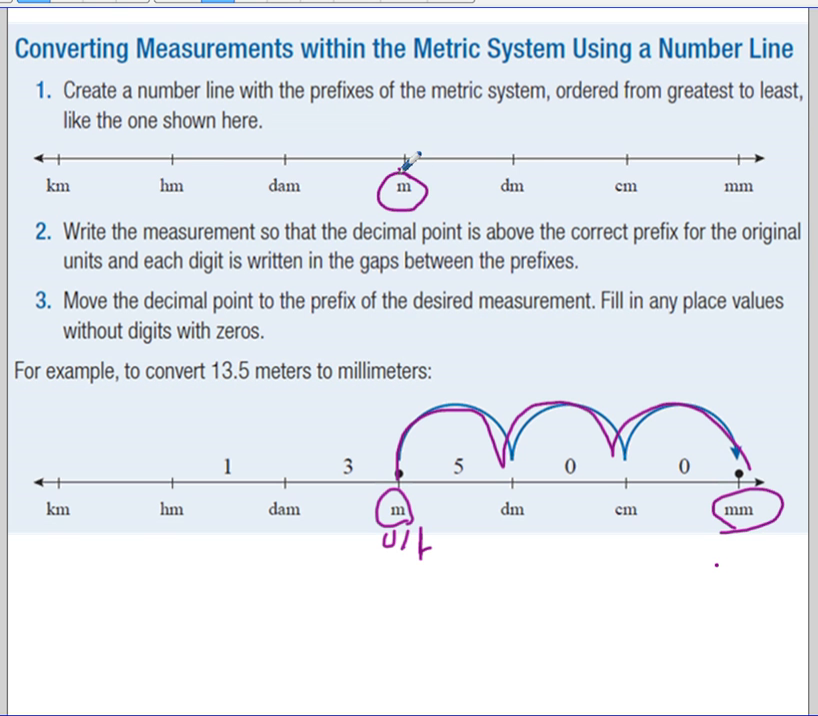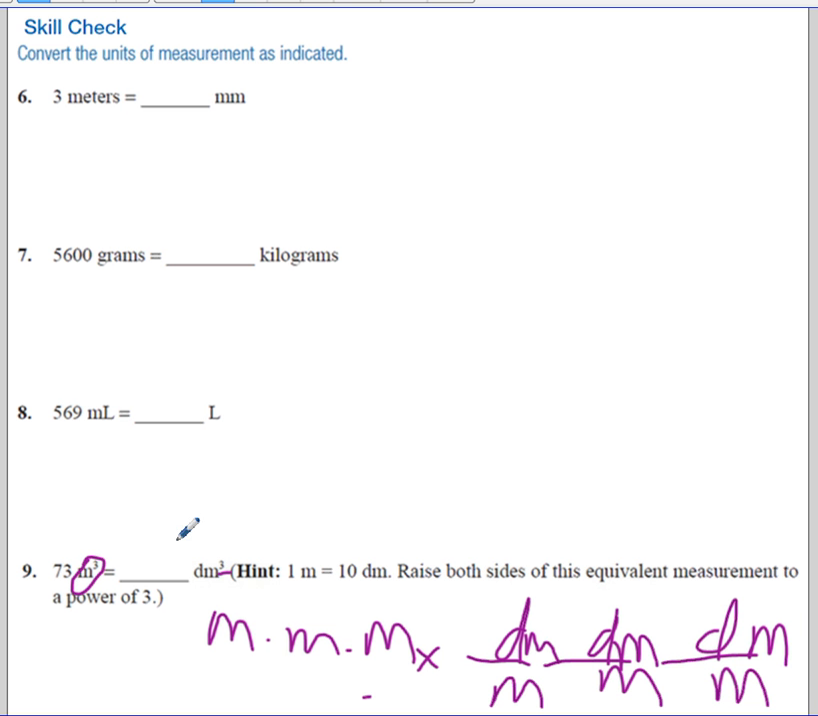So in that one, we want to go from meters to decimeters. So here's meters and here's decimeters. That's only one move. So since it's to the 3rd power, we need to triple that, or times 3. So we actually have to move the decimal 3 times instead of 1 to do that. And so we would have to add 3 zeros instead of just 1 zero to the right. So it would be 73,000 in order to do that.